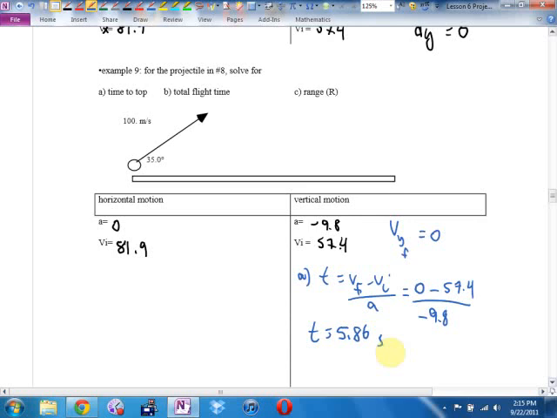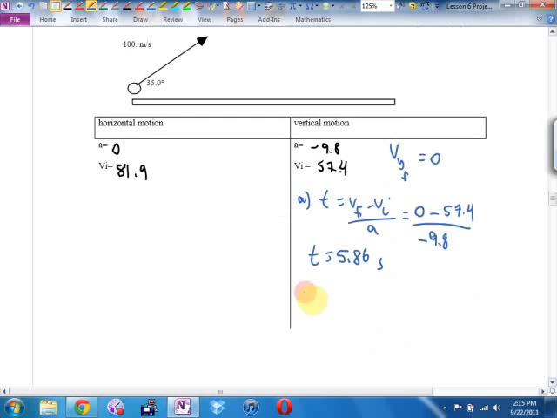How can I find B? Fairly easily, actually. Now, that only works because we're starting on the ground and ending up on the ground. If we went from a cliff to the ground, you can't times by two because going up is going to be shorter than going down. So make sure you don't just say, oh, I double it. No, but this one, absolutely.